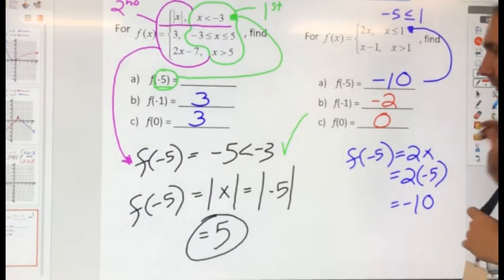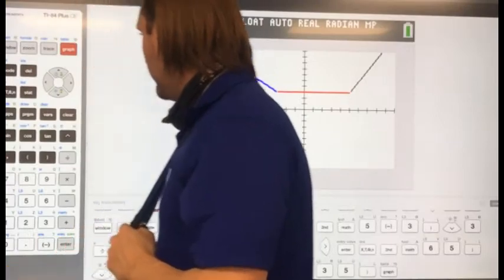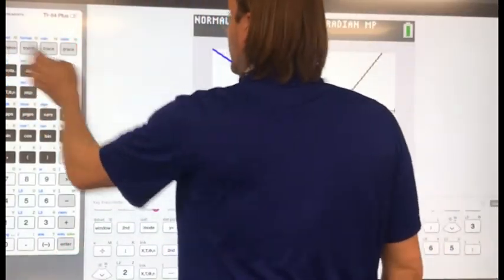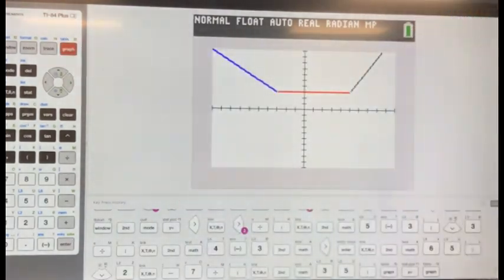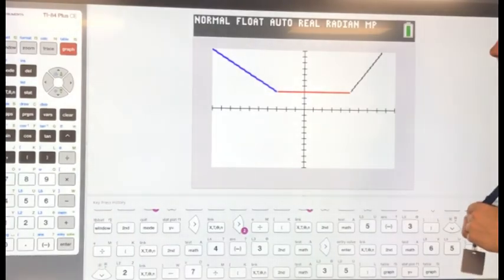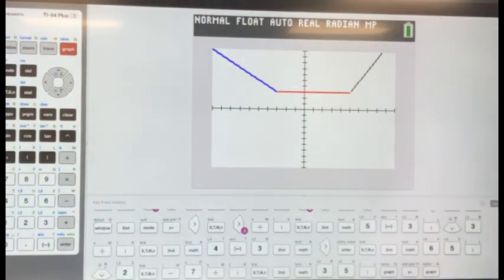Now, I will mention this. The calculator, if we plug it in correctly into y equals, and we hit graph, it helps us graph the piecewise function. Can it help us evaluate? How can the calculator help us evaluate piecewise functions? If graph helps us graph, what helps us evaluate?